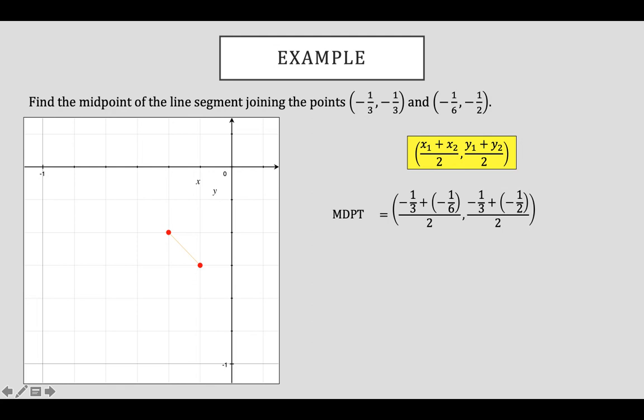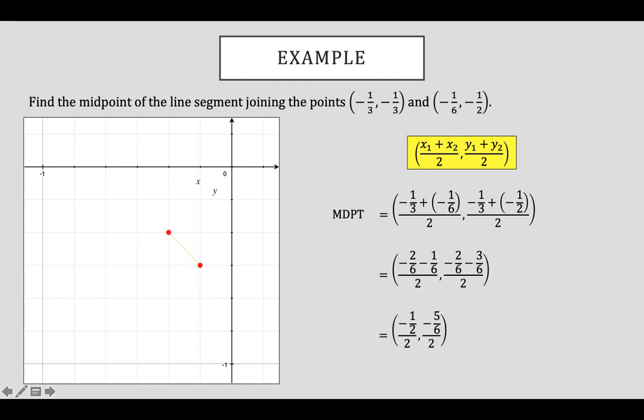Now, for the y's, we have negative 1/3 plus negative 1/2. Again, we're going to have to get a common denominator. Our least common denominator here, again, is going to be 6. So, how do I get a denominator of 6 for this first fraction? We multiply by 2 over 2. That gives me negative 2/6 plus, multiply the second fraction by 3 over 3, negative 3/6. Negative 2/6 minus 3/6 would be negative 5/6.